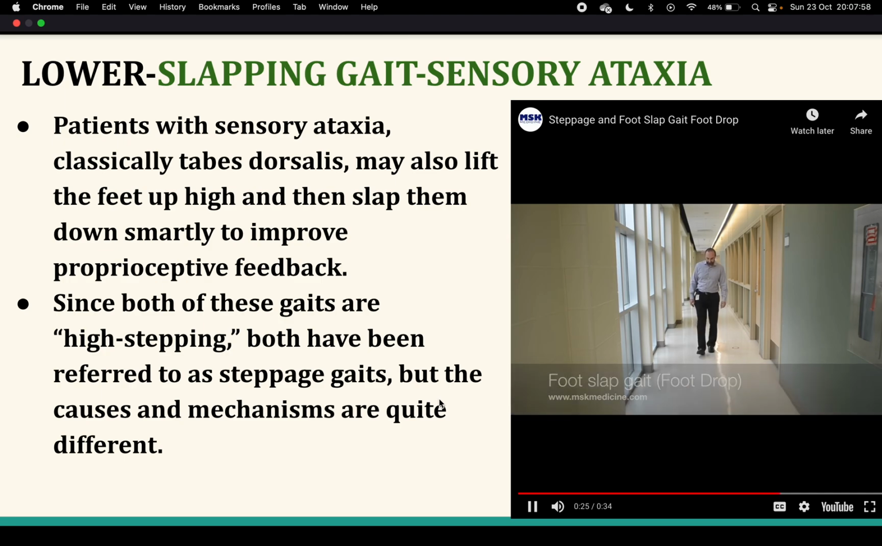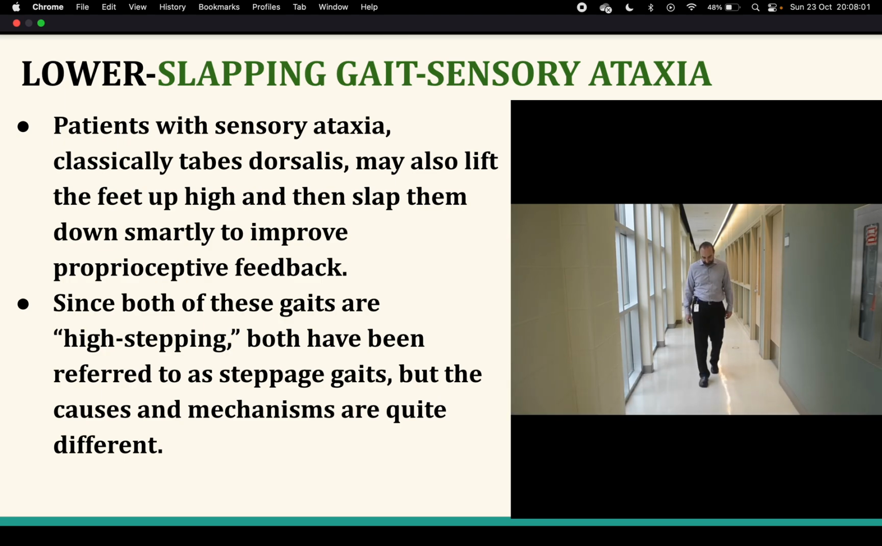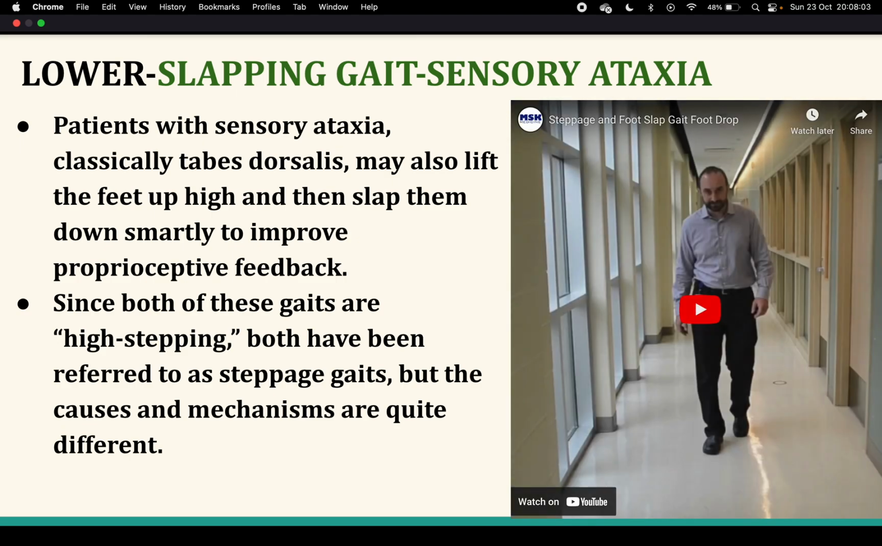This is slapping gait or sensory ataxia. Patients with sensory ataxia, classically tabes dorsalis, lift the feet high up and then slap them down smartly to improve the proprioceptive feedback. Since both of these gaits are high stepping gaits, both have been referred to as steppage gait, but causes and mechanism are somewhat different.